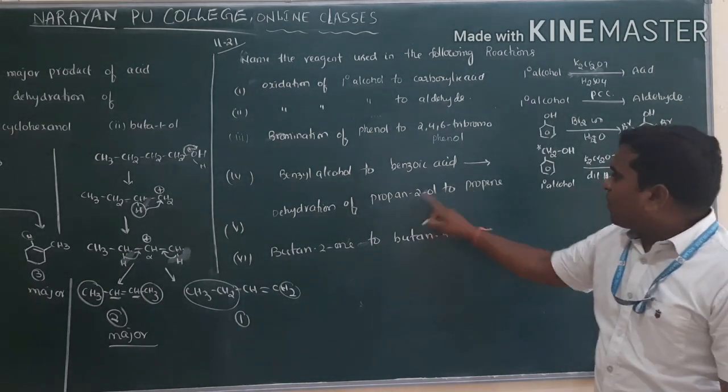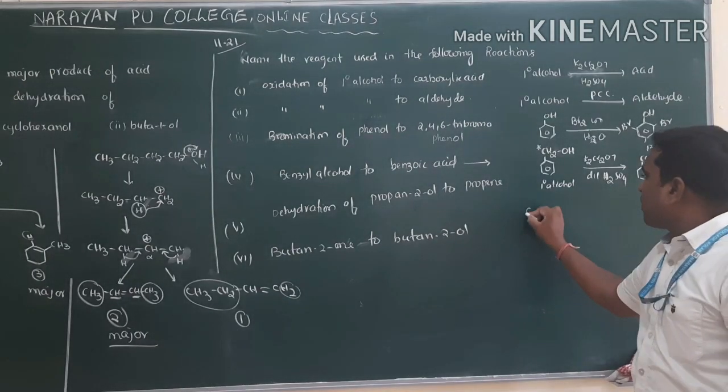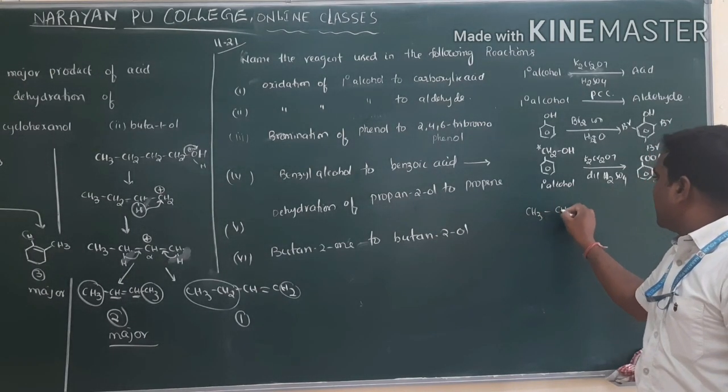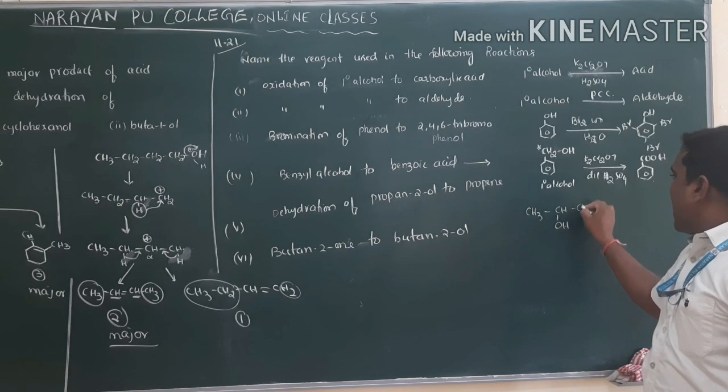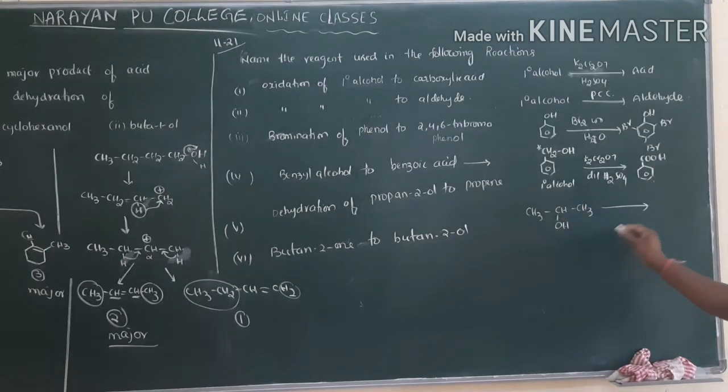Next one, propanol to propene. Propanol is CH3, CHOH, CH3. This is 2-propanol. Propanol to which one? Propene. Propene means what? CH double bond, CH3. This is propene. So alcohol to alkene is dehydration.